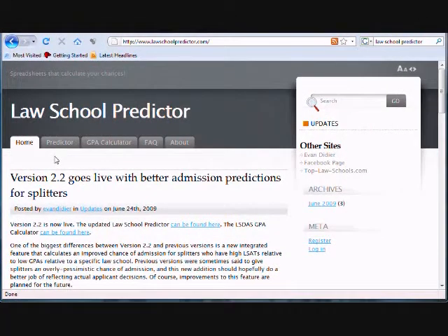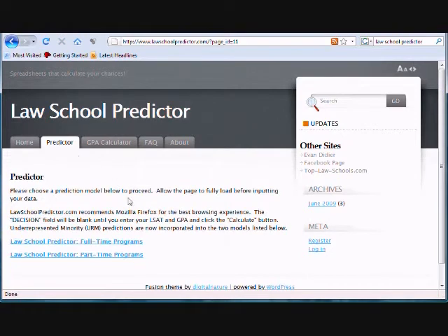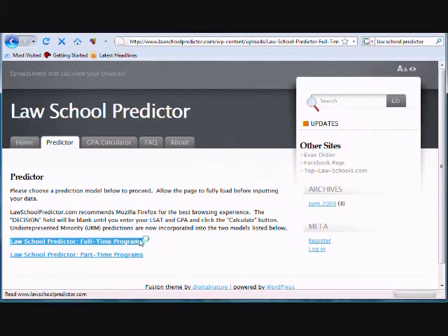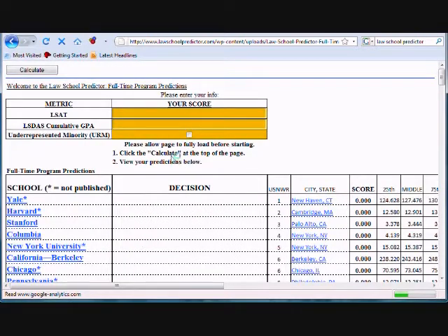After loading lawschoolpredictor.com, you will need to click on the Predictor tab located at the top of the page. While this tutorial will utilize the full-time program prediction model, the information presented is also applicable to the part-time program prediction model. Make sure that you allow the page to fully load. All the numbers and data may seem quite daunting at first, but Law School Predictor is actually quite simple to use. First, type in your LSAT score into the box at the top of the page.